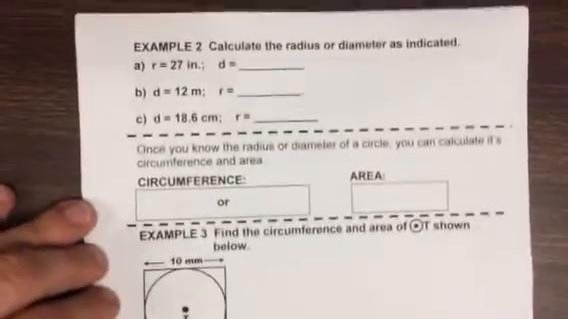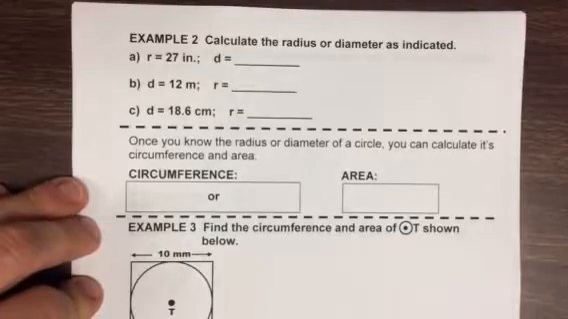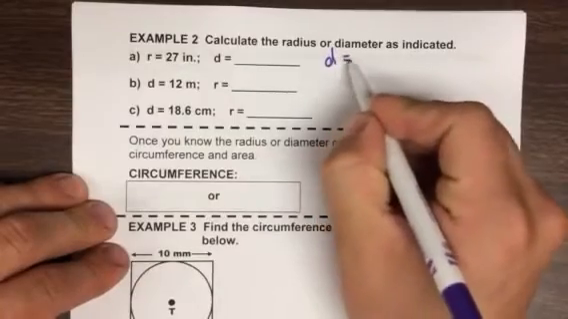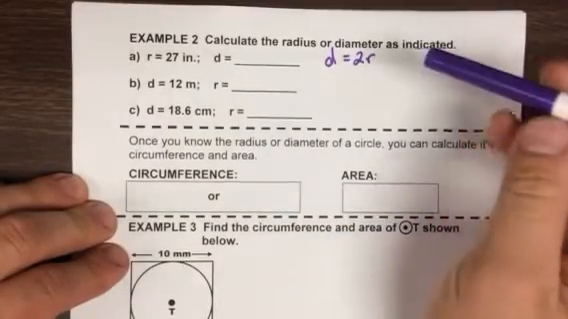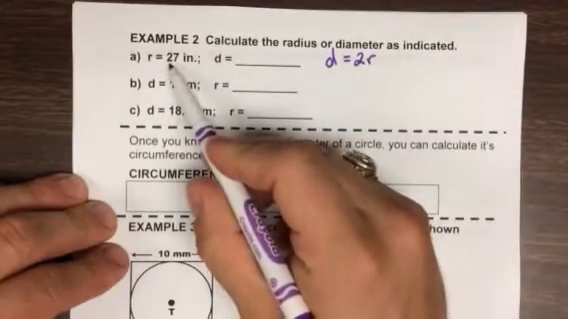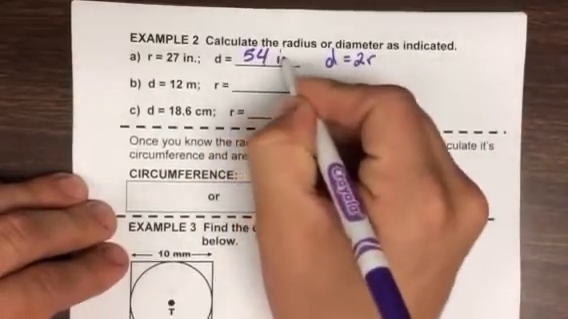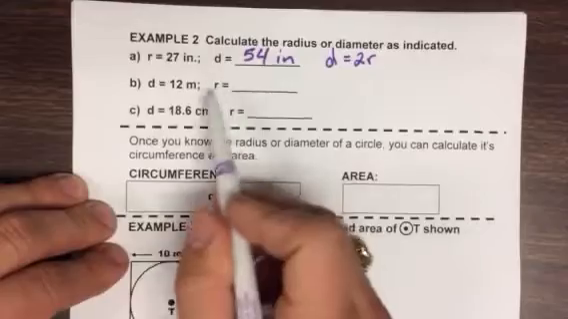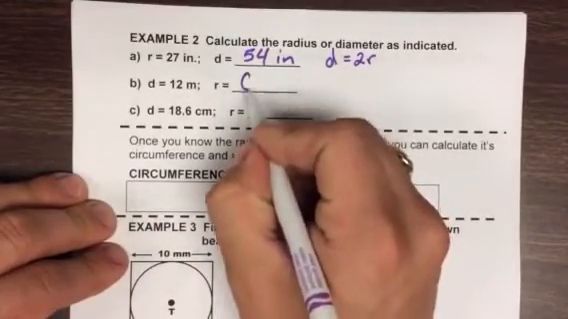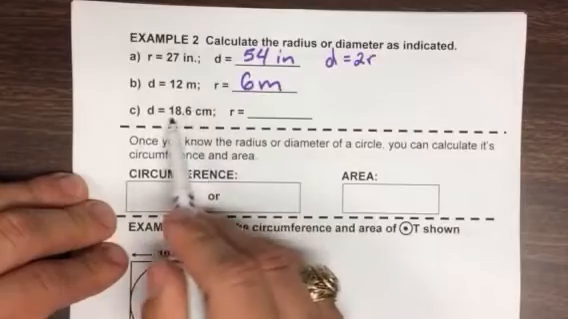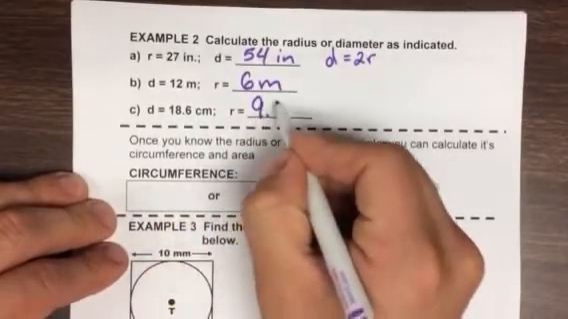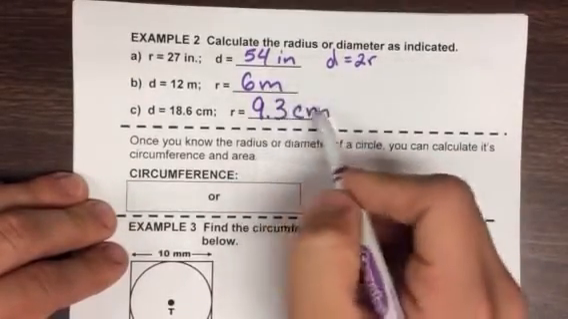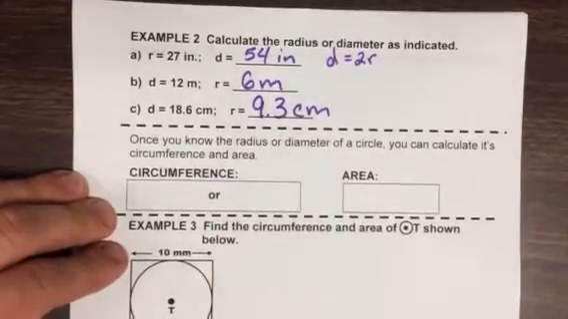So looking on, calculating the radius or the diameter as indicated. Well, the radius is 27. So the diameter is always going to be 2 of the radii. So if the radius is 27, 27 times 2 is 54 inches. If the diameter is 12, we have to cut it in half to get to the radius. So 12 divided by 2 is 6. And the diameter is 18.6, divided by 2 is 9.3 centimeters. Notice, guys, it is important that you put your unit of measure so that we know what we're talking about.